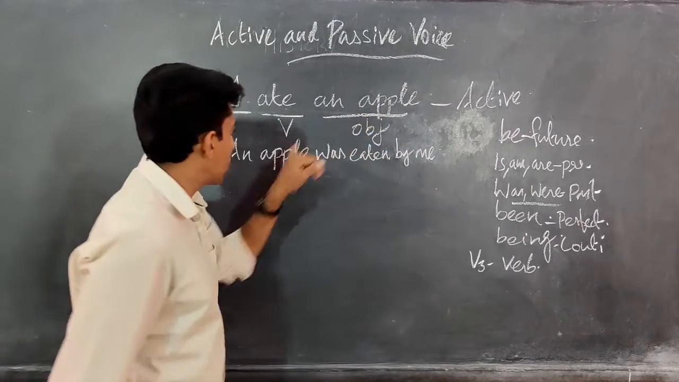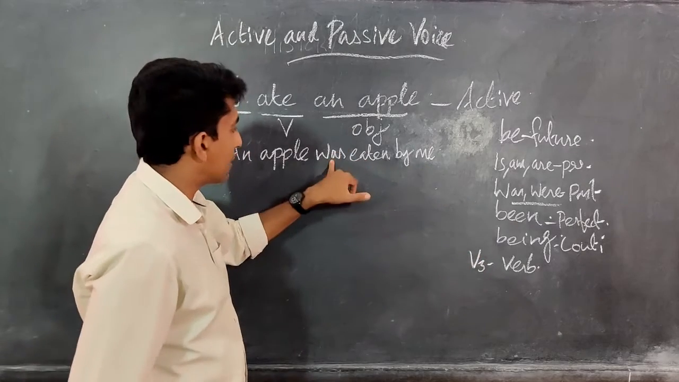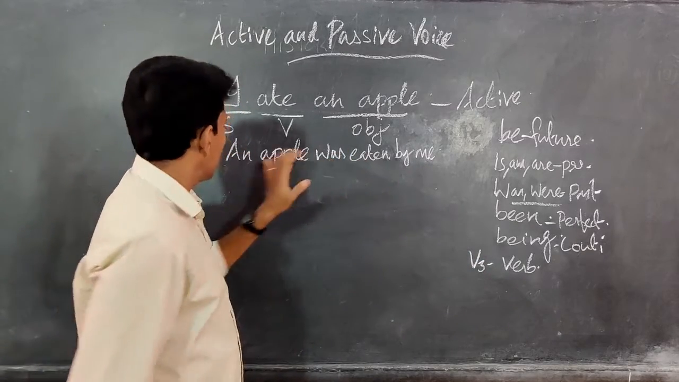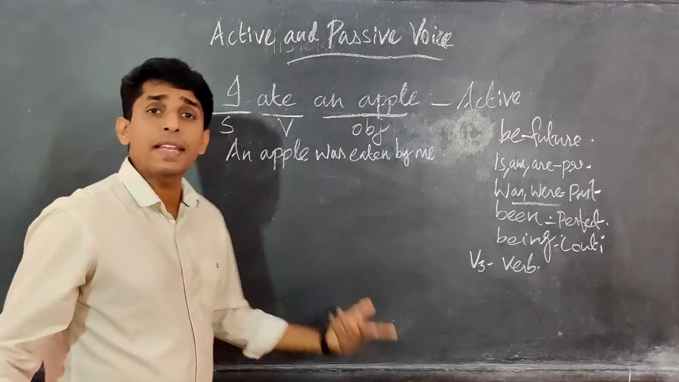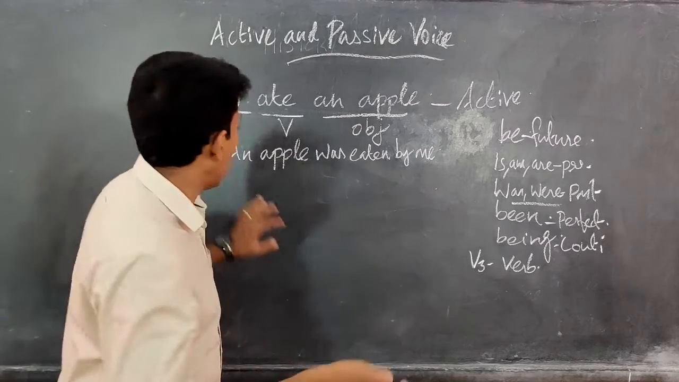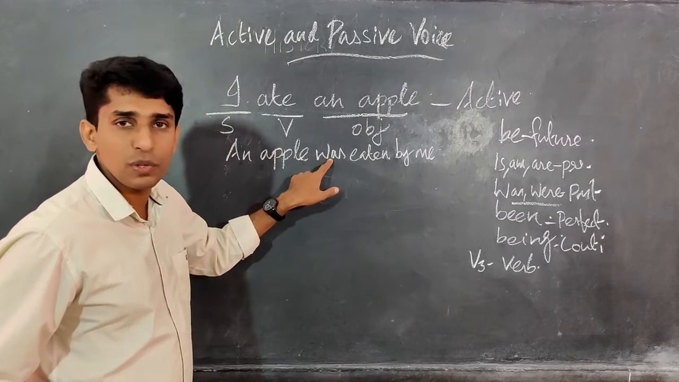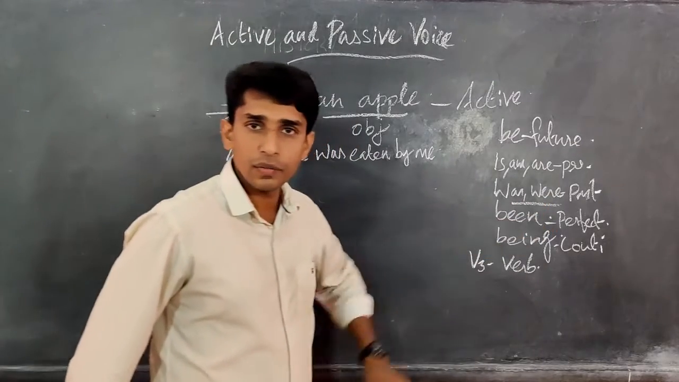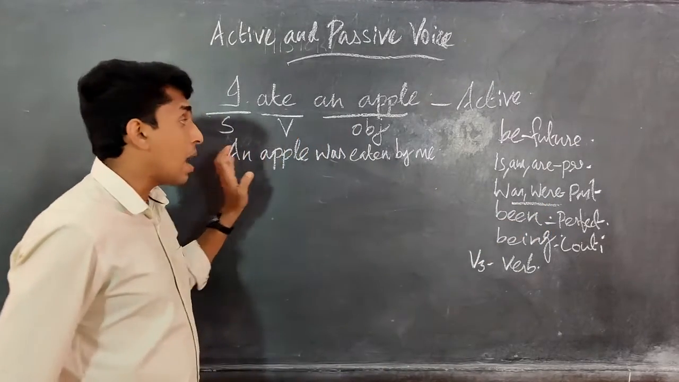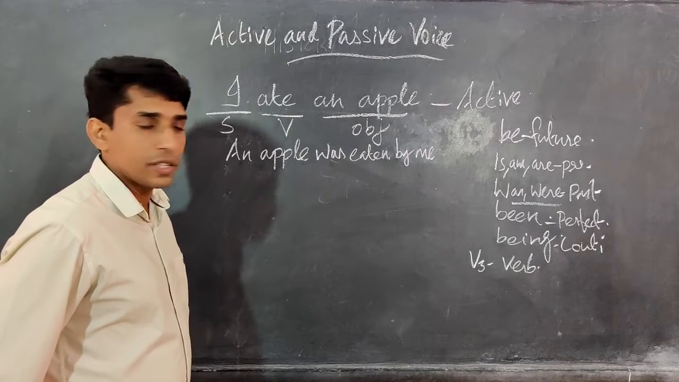See, we begin with the object. A be form should be used. As it is past, we used was. If the sentence was, I ate many apples, the object will be many apples. Was is not possible. It should be were, isn't it? Plural form. Many apples were eaten by me. Do you get how we change?